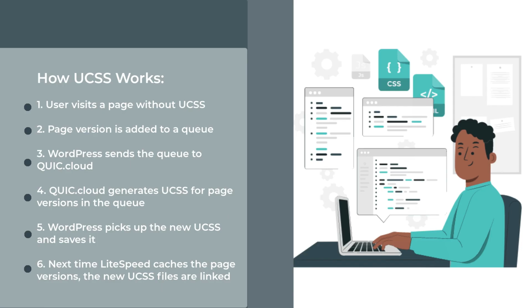You may have noticed we said page version and not simply page. This is because it's possible that a page viewed on desktop may have different UCSS than a page viewed on mobile. And there may be other variations of a page's design based on things like currency, language, or the visitor's WordPress account role. Each of these versions will have a different UCSS file generated for it.